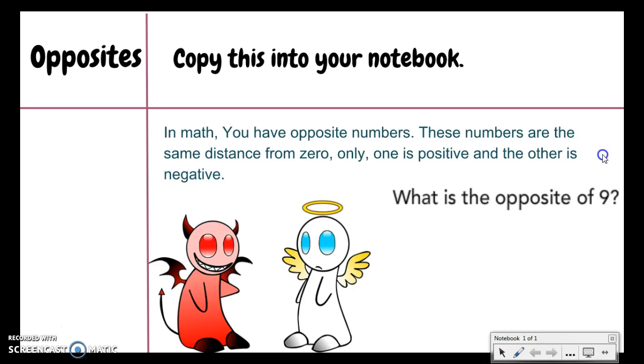And I also want you to copy down this question right here. What is the opposite of 9? Don't just write a random number. Please write the question, what is the opposite of 9? And then write down what the opposite of 9 is. Get a neighbor or a teacher to check your work to make sure you got it, okay?